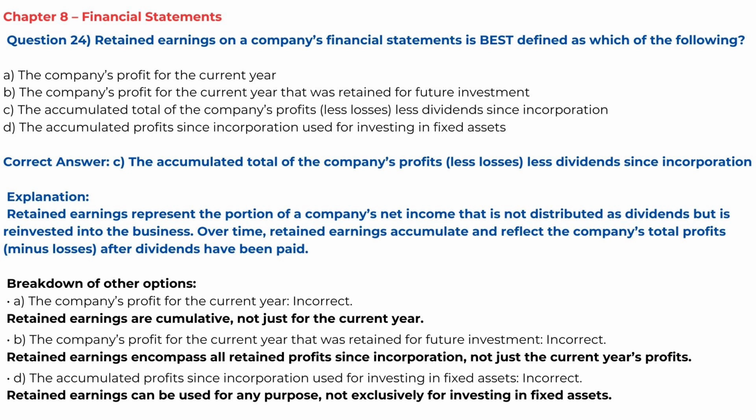Breakdown of other options. A. The company's profit for the current year. Incorrect. Retained earnings are cumulative, not just for the current year. B. The company's profit for the current year that was retained for future investment. Incorrect. Retained earnings encompass all retained profits since incorporation, not just the current year's profits. D. The accumulated profits since incorporation used for investing in fixed assets. Incorrect. Retained earnings can be used for any purpose, not exclusively for investing in fixed assets.